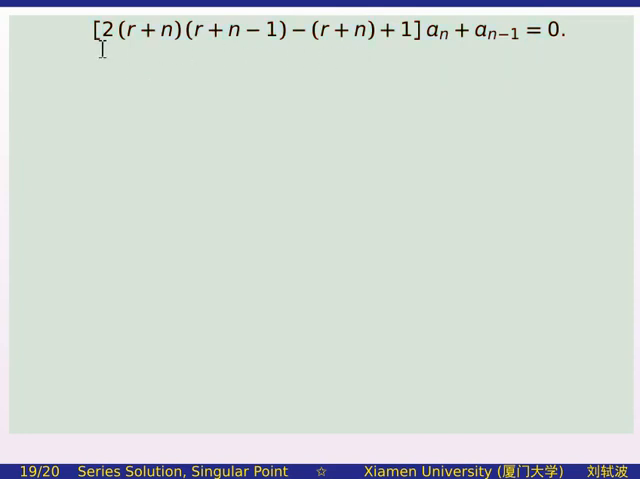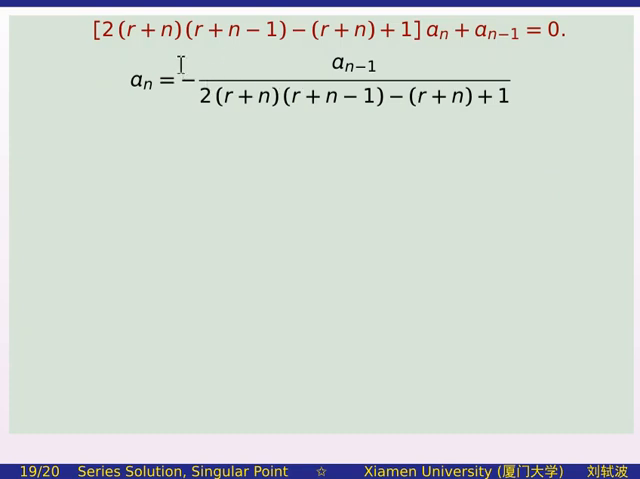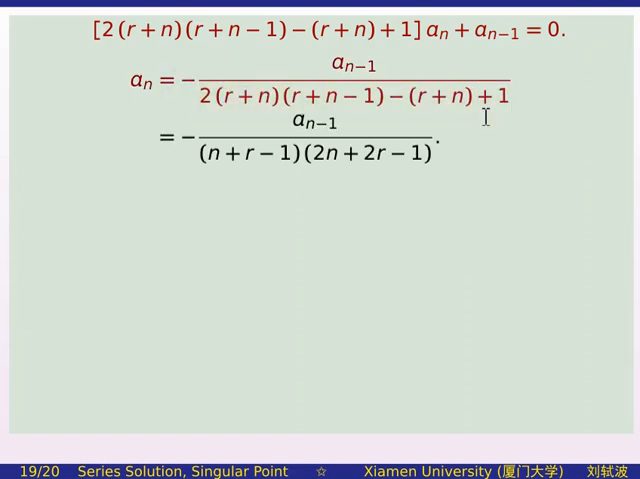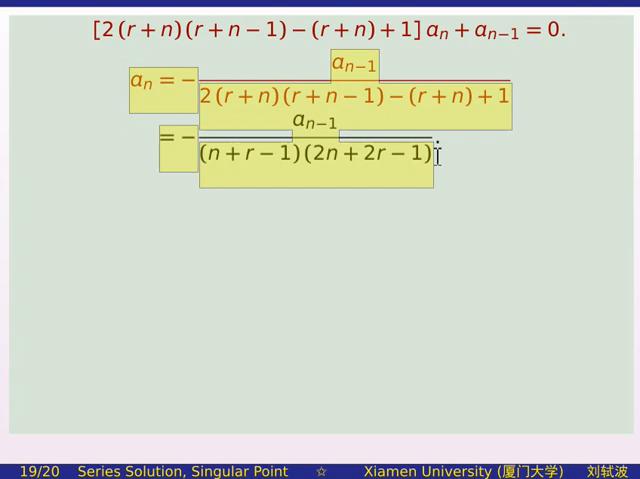Using this recurrence relation, we can express an using a(n-1). an is divided by the coefficient of an, and we have a negative sign here because I move a(n-1) to the right hand side. Then to simplify it, I factor the denominator. By a simple elementary computation, you can factor this denominator to be the multiplication of these two terms. So this is the recurrence relation between a(n-1) and an.